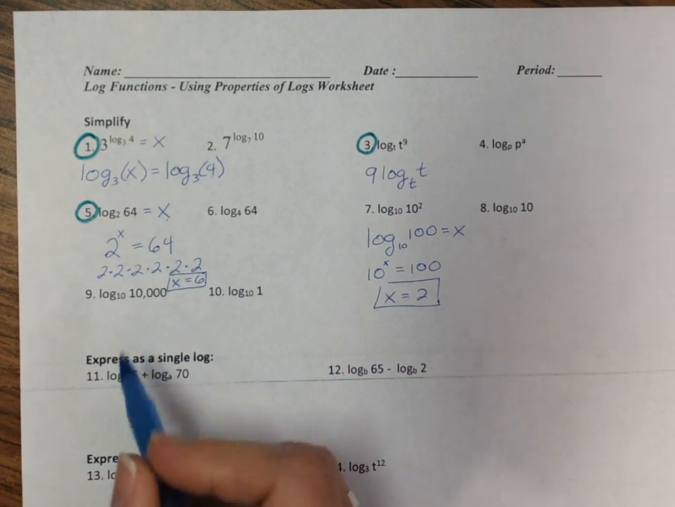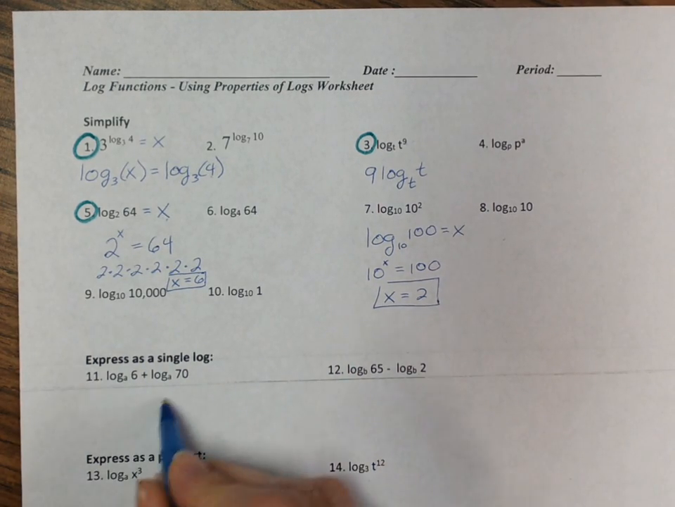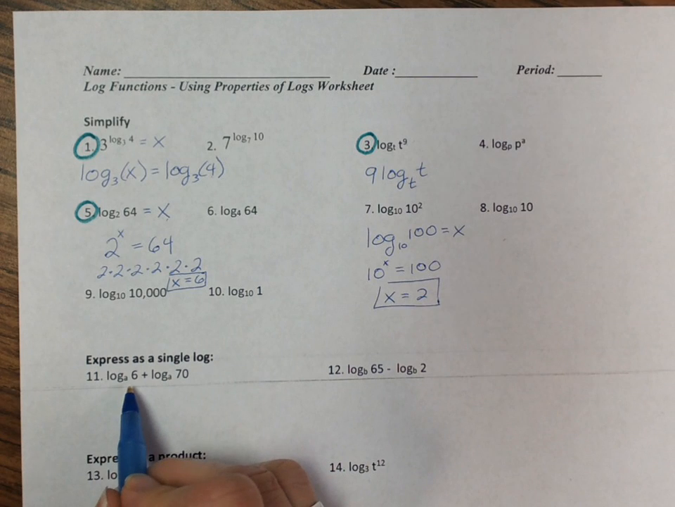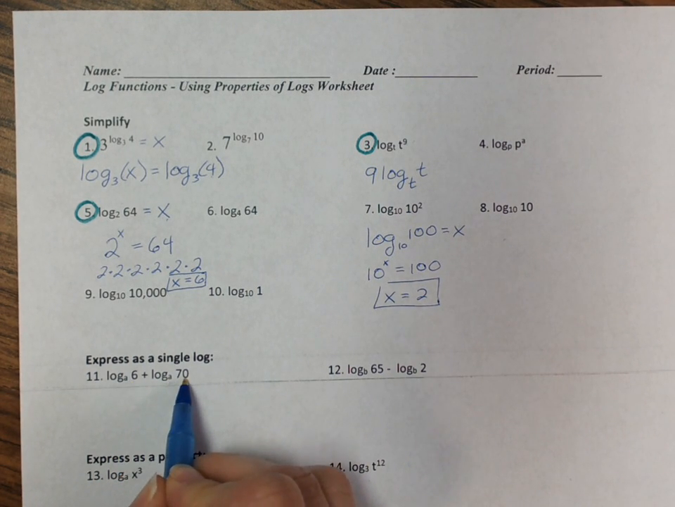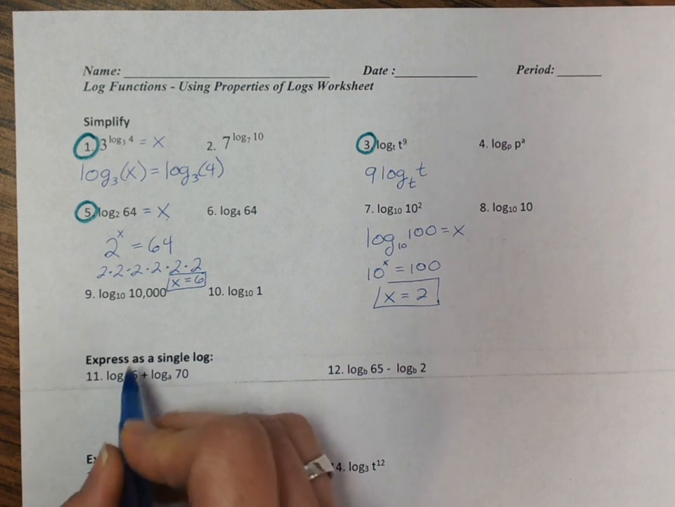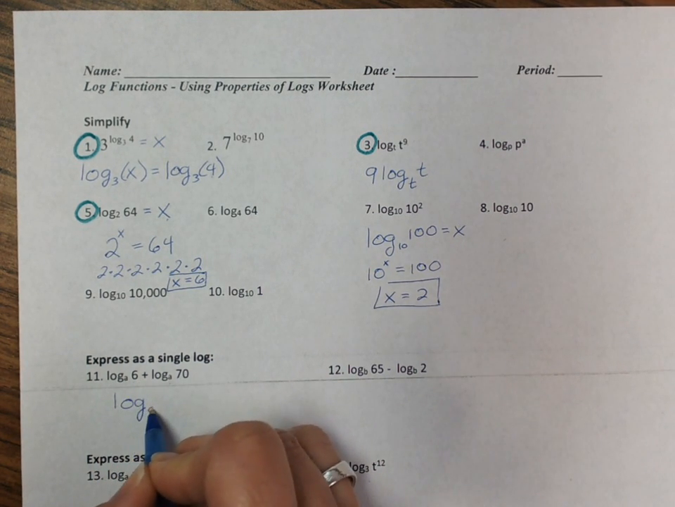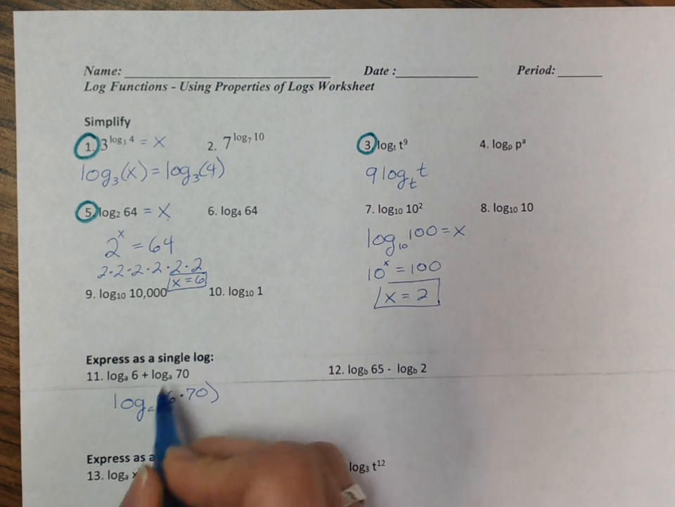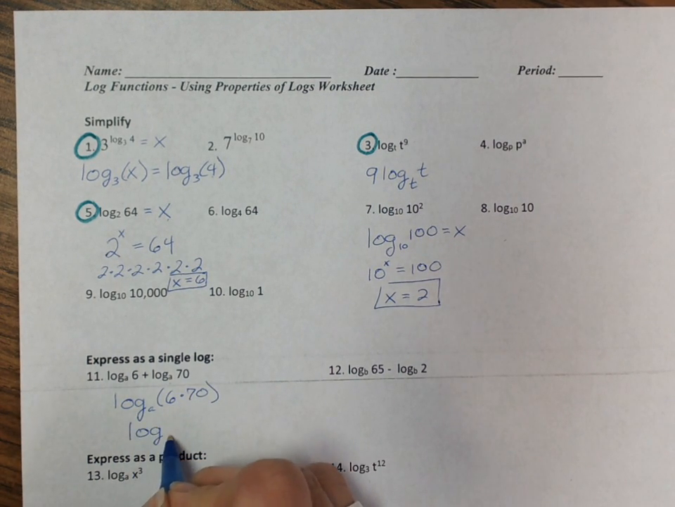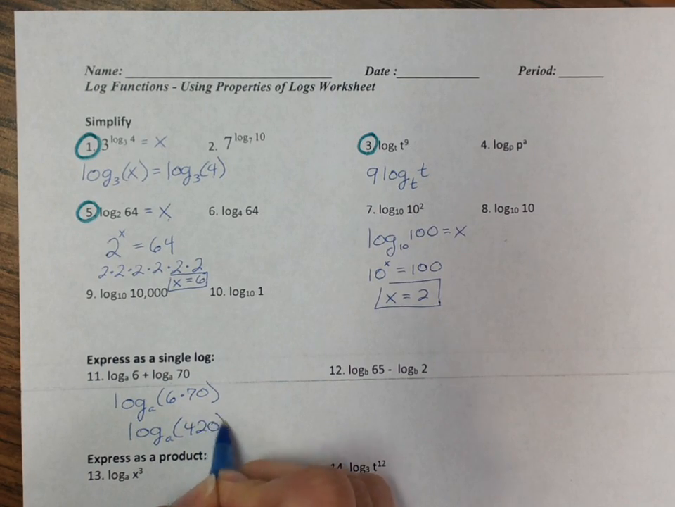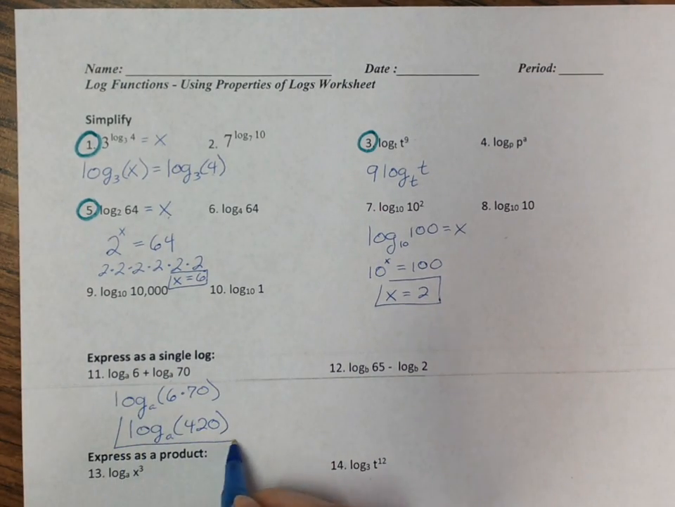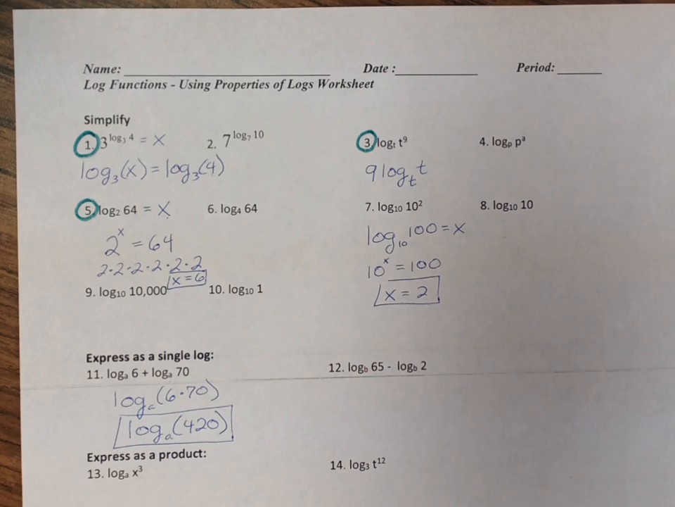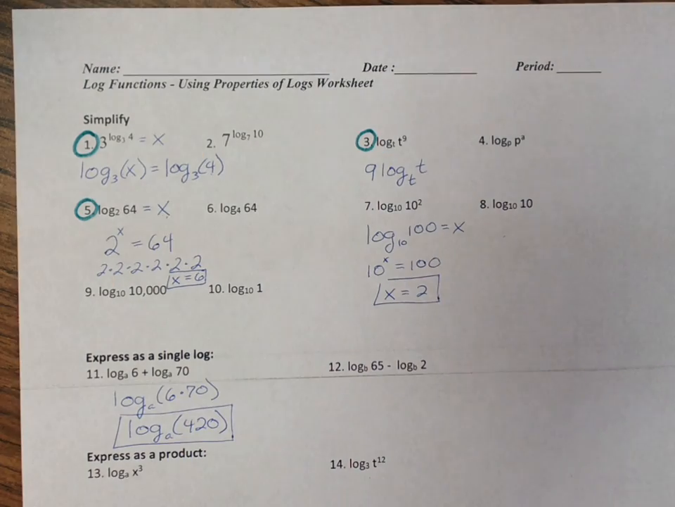So let me just do 1 so you know what I'm looking for. So this is just using the log properties. Since I have log base A and log base A and I'm adding those two logs, I can multiply the arguments. So that's the same thing as log base A of 6 times 70, and 6 times 70 is 420. So if I simplify this, it's log base A of 420. That's my answer. Okay? I can't simplify any longer because I don't know what the A is. So that's all you're doing here.